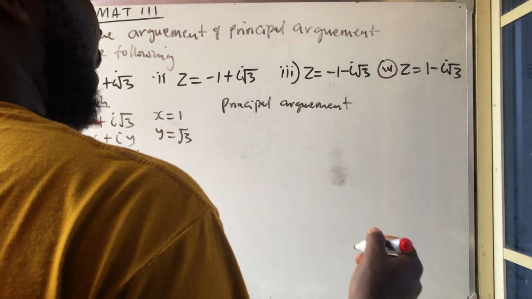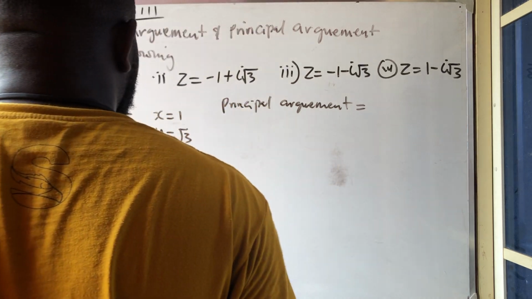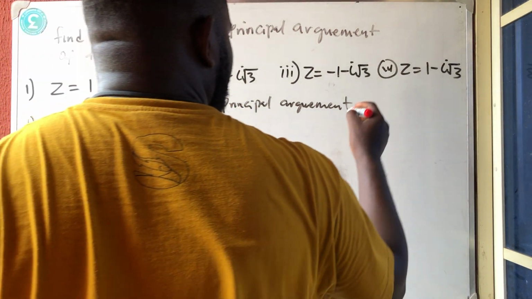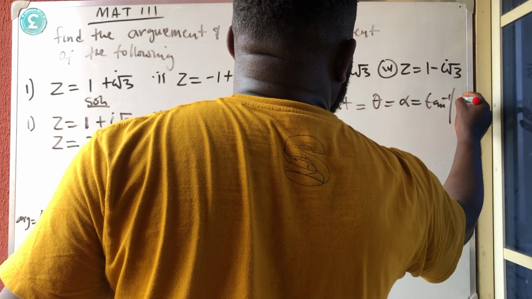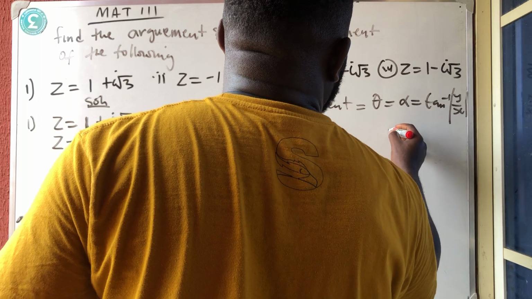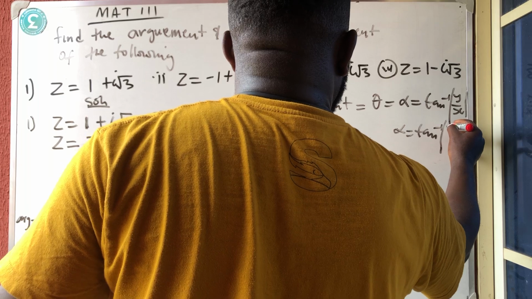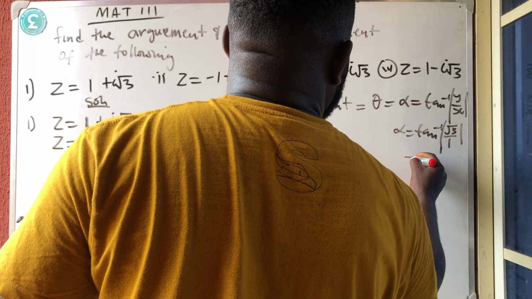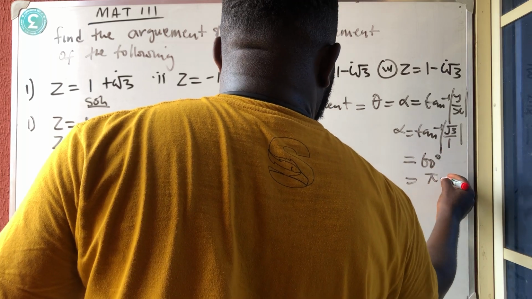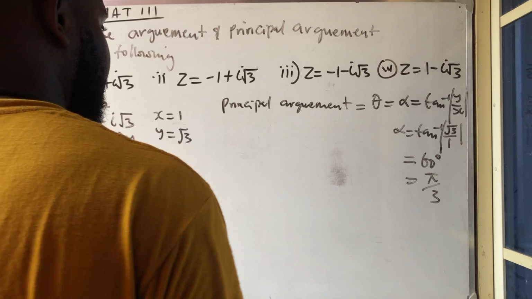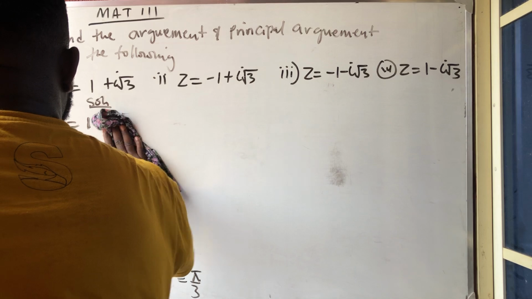Then for the principal argument, in the first quadrant my principal argument is the same thing as my argument, because if you take the absolute value, theta is equal to alpha, and alpha is equal to tan inverse of the absolute value of y over x, which is the same as tan inverse of the absolute value of root 3 over 1, which is equal to 60. And 60 degrees is pi over 3. It is the same thing for the first quadrant. But let's now go to the second and third quadrants, so you will now see the difference. So I've solved this one.